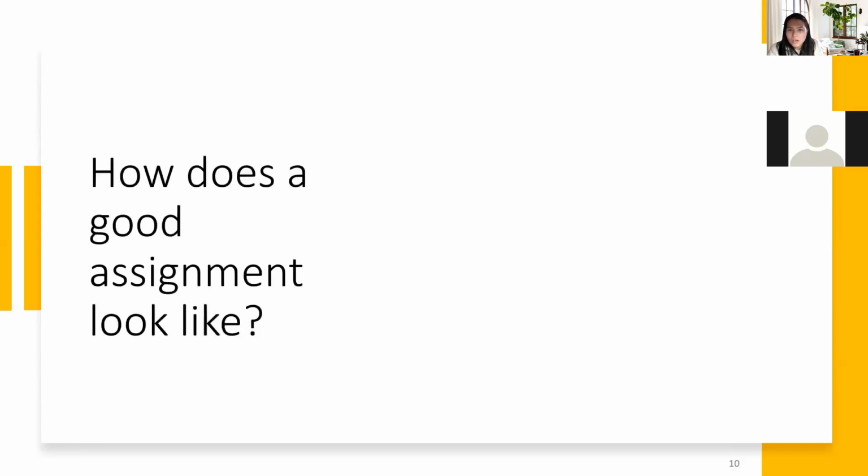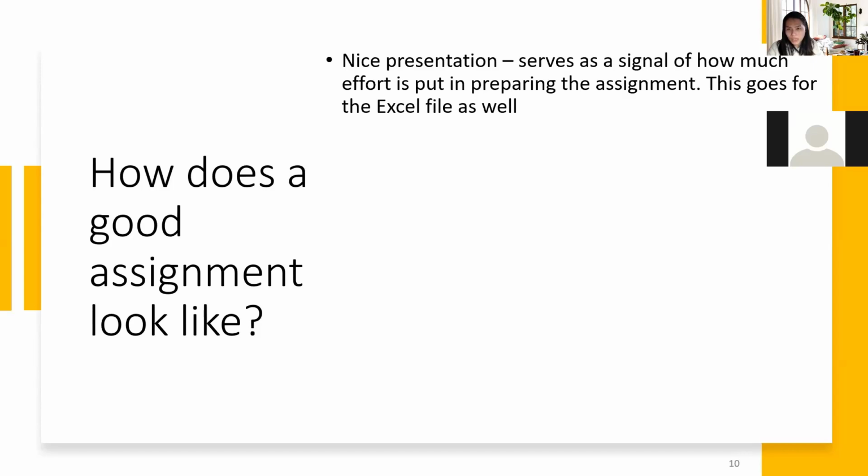All right. So in the next slide, because it's very hard to understand what the marker is looking for, I'm just going to try to explain what I think is a good assignment, so that you have some sort of expectation. So what does a good assignment look like for a marker, for a reader?